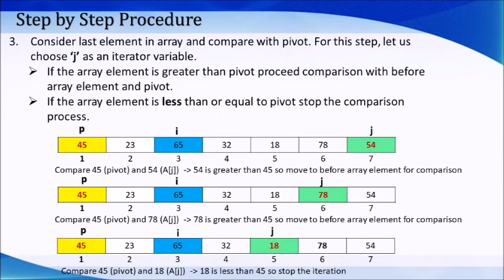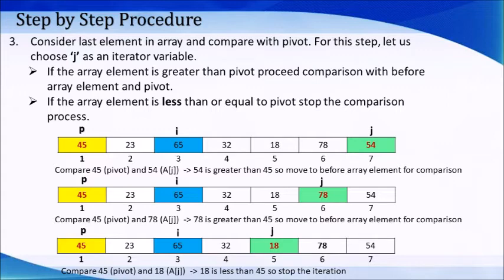Now we will move to the third step. Similar to step 2, this is also an iterator step, but in this step, we will start iteration from the last element of the array. For this purpose, I am taking a new iterator variable called j. The same process: you need to compare the pivot element with the value where j is pointing, that is A[j]. If the array element A[j] is greater than the pivot, you need to move the j iterator to the previous element in the array.